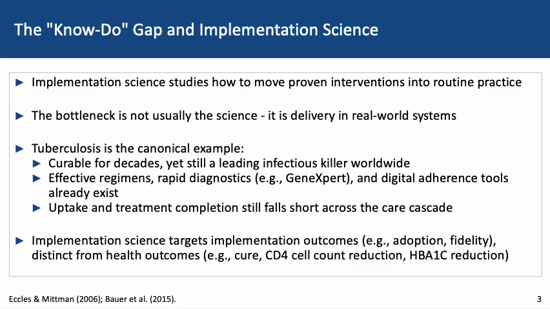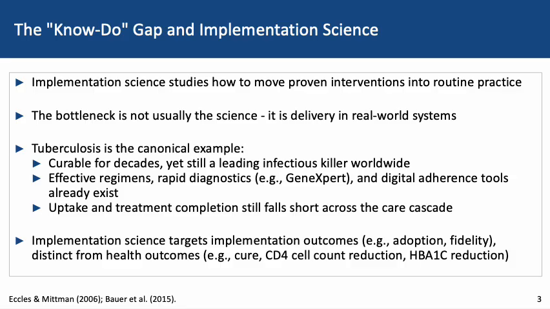TB is kind of a textbook case. We've been able to cure it for over a half century. We have effective regimens, as many of you know. We also have rapid molecular diagnostics and digital tools to support adherence, like GeneXpert, which many of you might already be familiar with. And yet, uptake and treatment completion still fall short all along the care cascade. So the interesting questions aren't, does the drug work? They're about people, clinics, and systems.